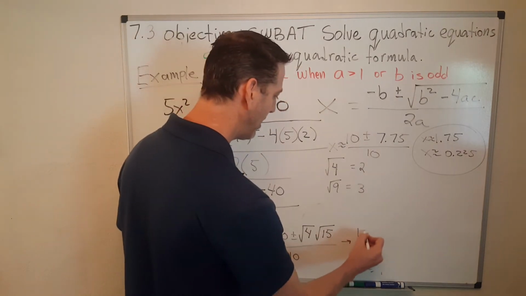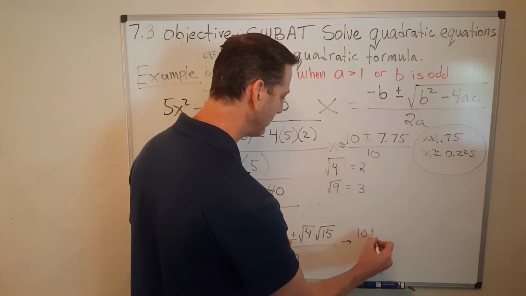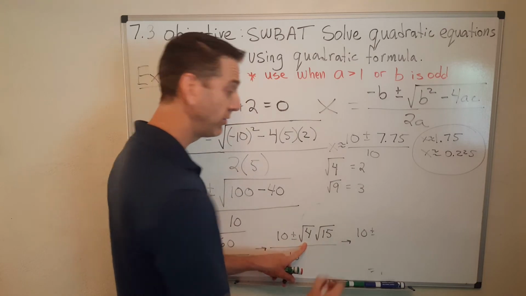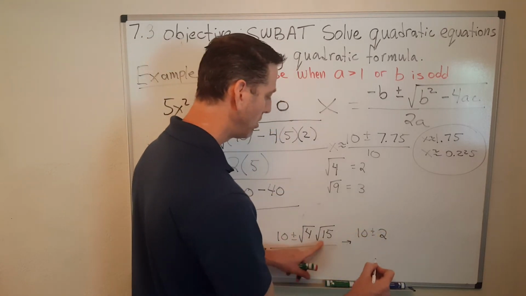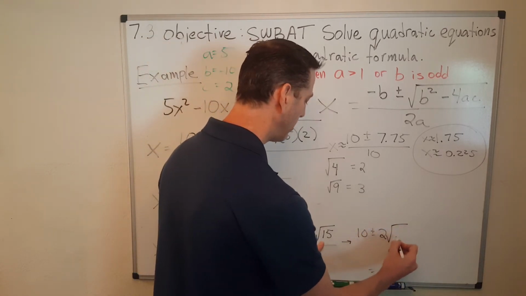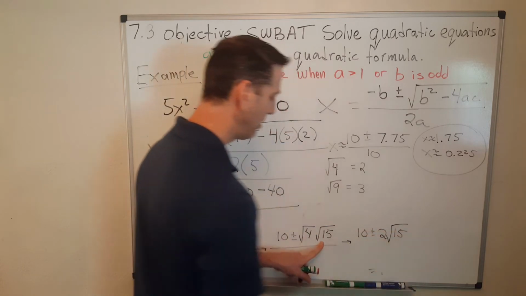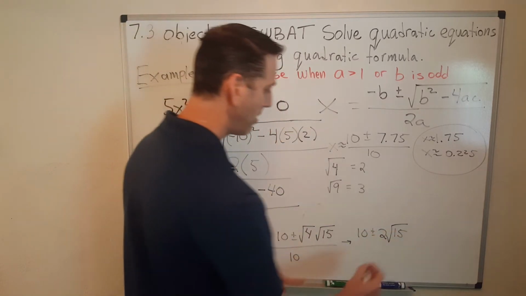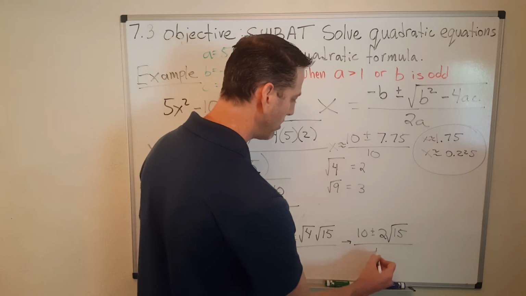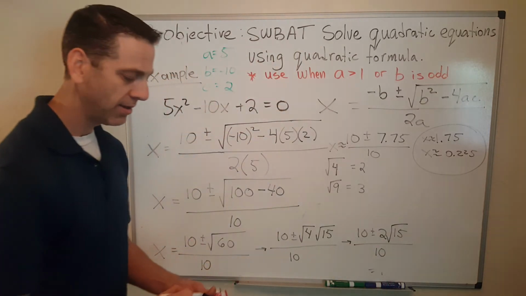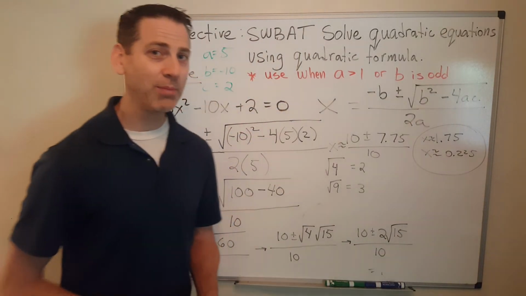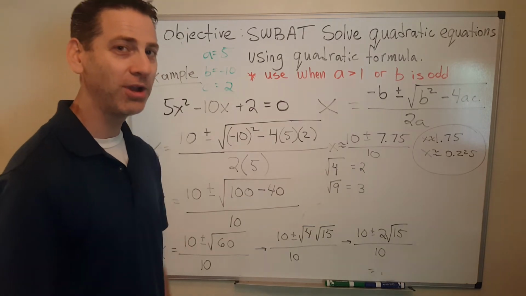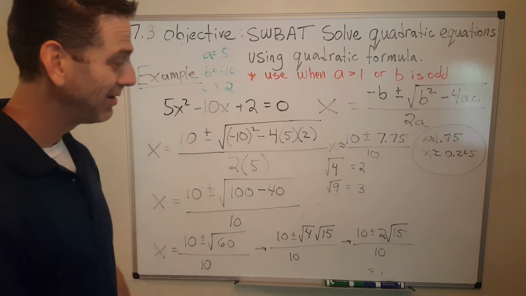So this is 10 plus or minus the square root of 4, which is 2, times the square root of 15, all over 10. All right. Now, do we stop there? We keep on going until we can't go any further.